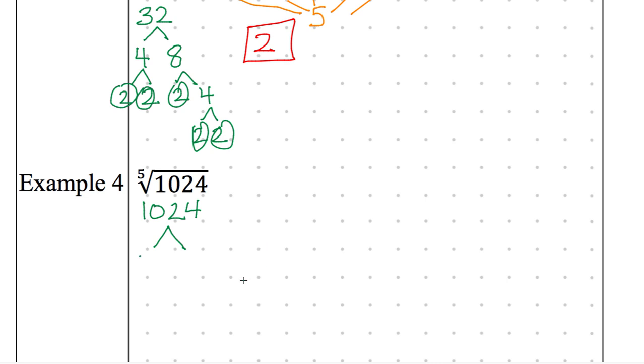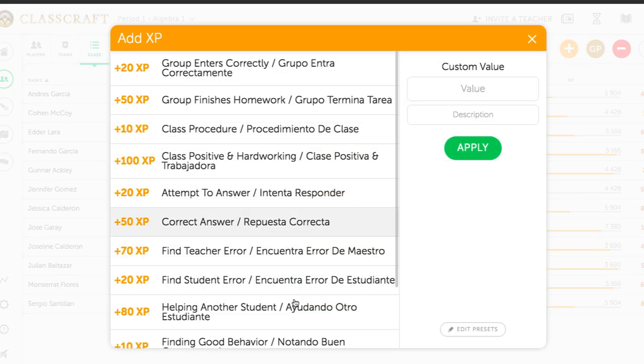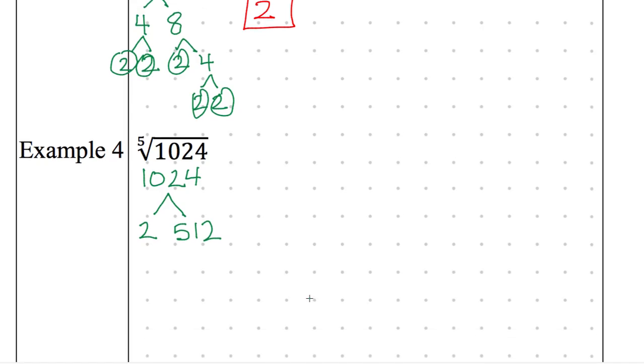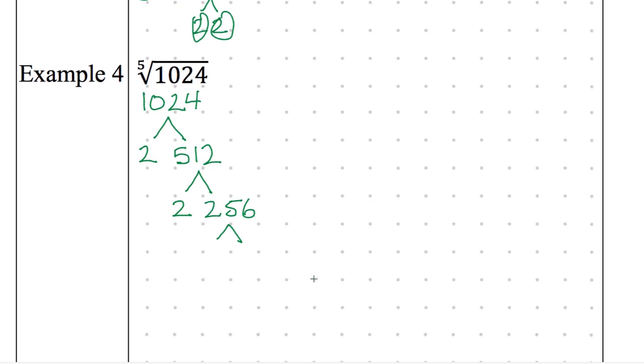512 times 2. Yep, so I'm going to do 2 times 512. And I forgot to give Fernando his XP. Let's give Andres yours preemptively. What about 512, Andres? 256 times 2. Yep, 2 times 256. And 256 is? 128 times 2. So 2 times 128. And 128 is?